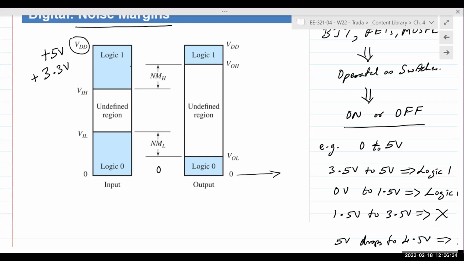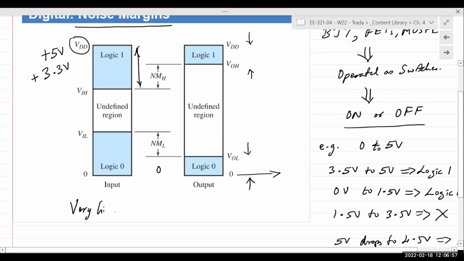Now, depending on the application, of course, you might want the undefined region very large. And if that's the case, then your noise margin is very, very small. Okay, like we have shown here on the right. So again, it depends on the application, but for the most part, it is better to have a very high noise margin. Okay, very high noise margin.